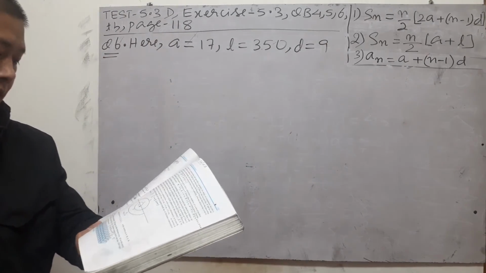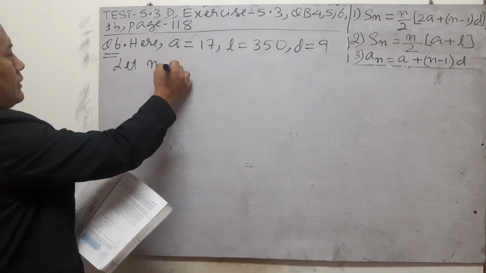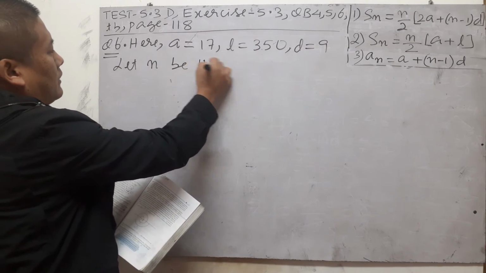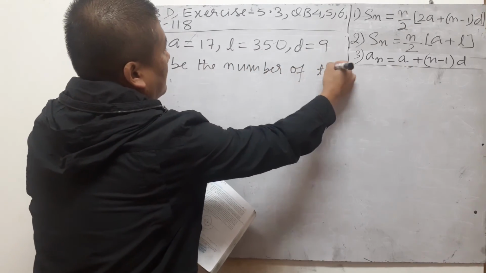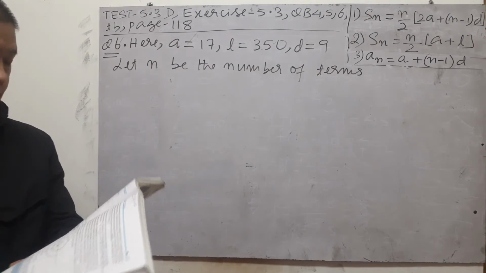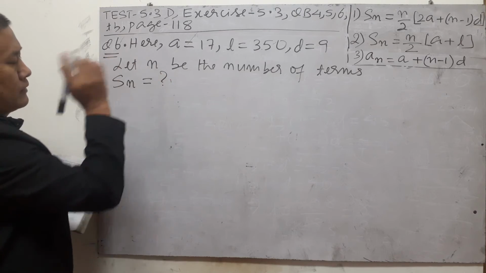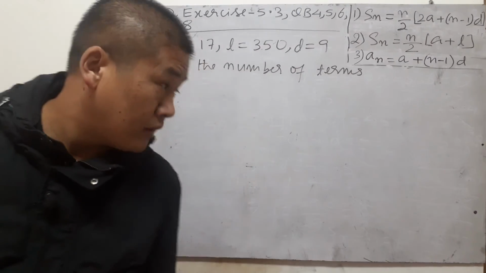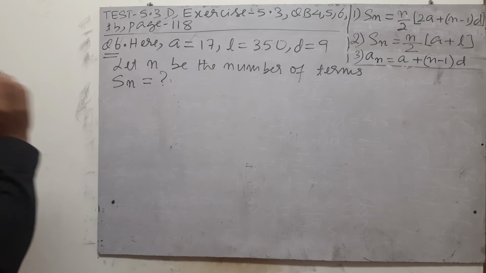How many terms are there? So you write here, let n be the number of terms. And what is their sum? The sum of n terms is Sn. We have to find n and Sn, the number of terms and the sum of all the terms.